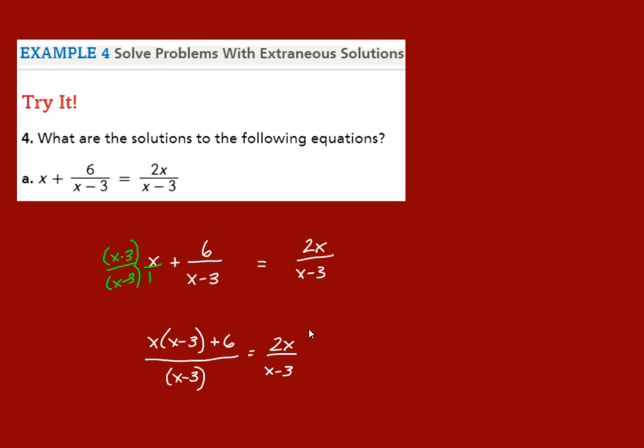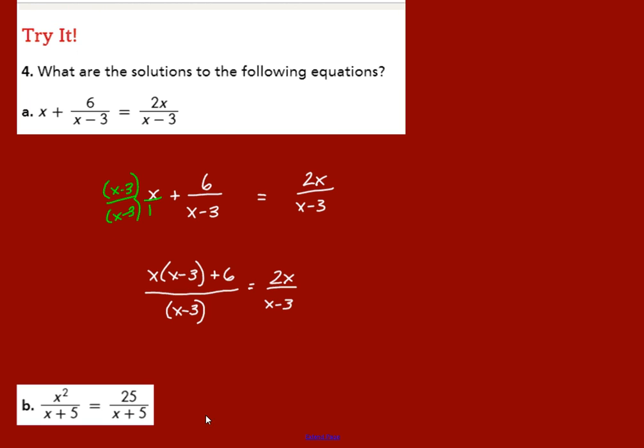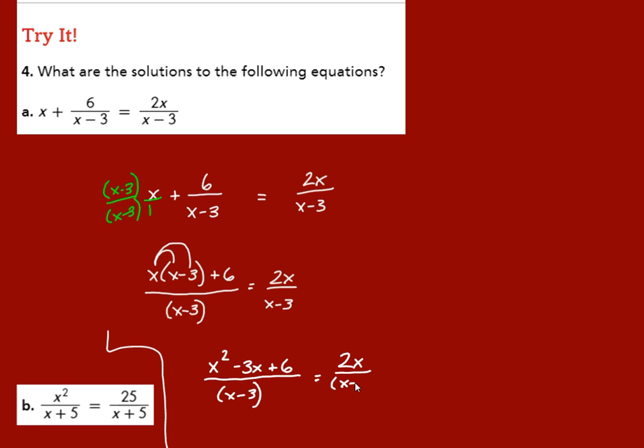Okay. Now, I could go ahead and cross multiply, but it gets messy, and I see that I have my part B over here, so I'm going to kind of move over to the side. I'm going to go ahead and combine things up here. I'm going to distribute this, and then I'm going to add the 6. So really what I'm going to have here is x squared minus 3x plus 6 all over x minus 3. You don't have to put it in parentheses if you don't want to. Equals 2x over x minus 3. I like to do that because I'm going to be doing some multiplication.